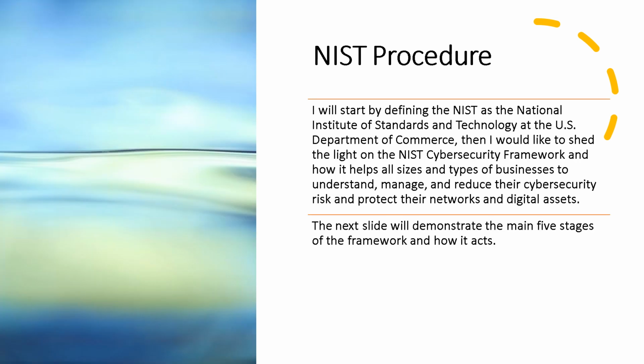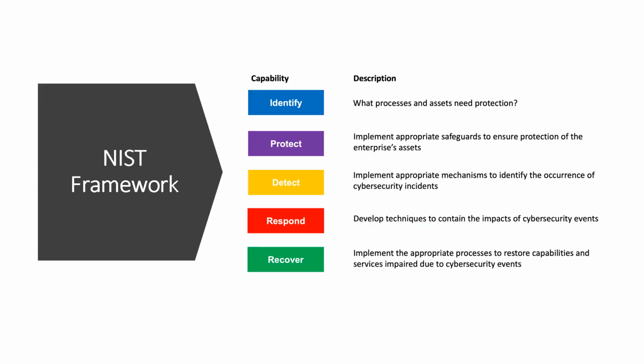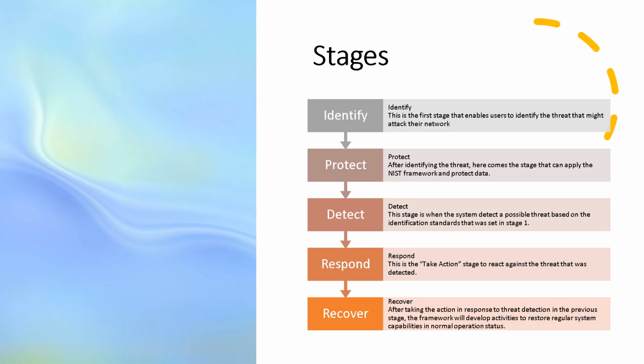The NIST procedure: I'll start by defining NIST as the National Institute of Standards and Technology at the U.S. Department of Commerce. Then I would like to shed light on the NIST cybersecurity framework and how it helps all sides and types of businesses to understand, manage, and reduce their cybersecurity risk and protect their networks and digital assets. The next slide will demonstrate the main five stages of the framework and how it acts. Let's start with identify, protect, detect, and respond. And next to it, there is a definition of each stage.